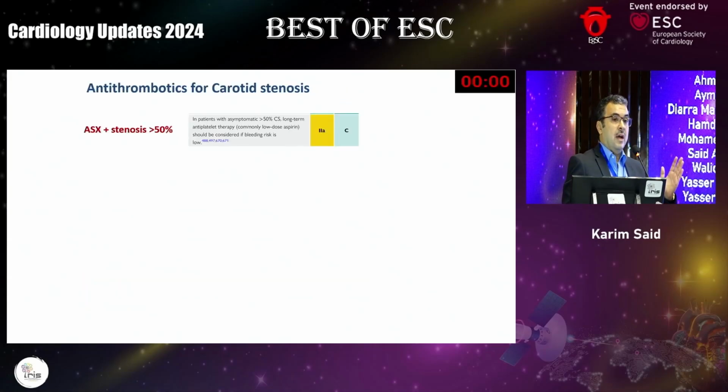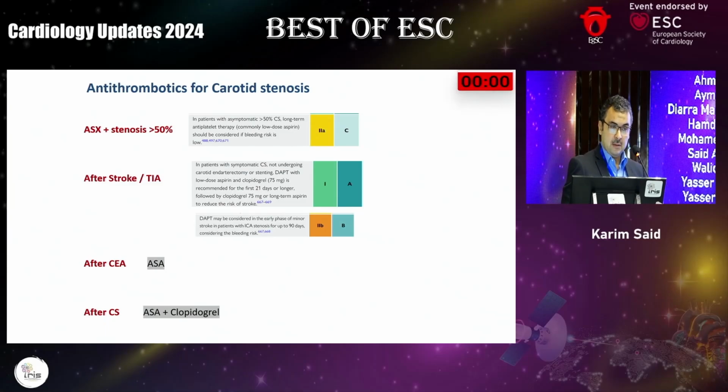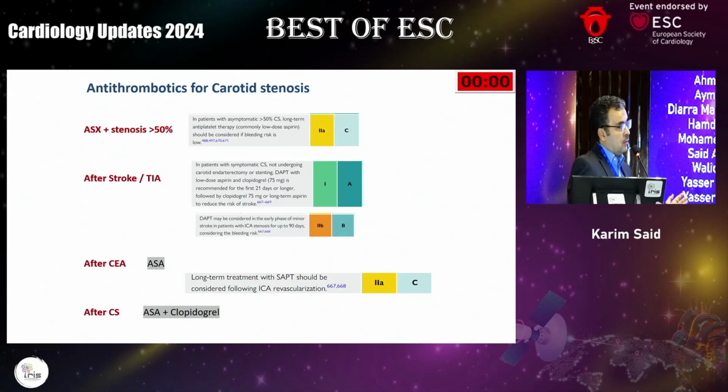For those who have asymptomatic stenosis with plaque of more than 50% lumen reduction, antiplatelet therapy, usually aspirin. For those patients who have a stroke or TIA, we will give DAPT for at least 3 weeks and up to 3 months, then SAPT. After endarterectomy, only aspirin. After stenting, DAPT for 1 month. And after this, we can go for SAPT, usually aspirin.